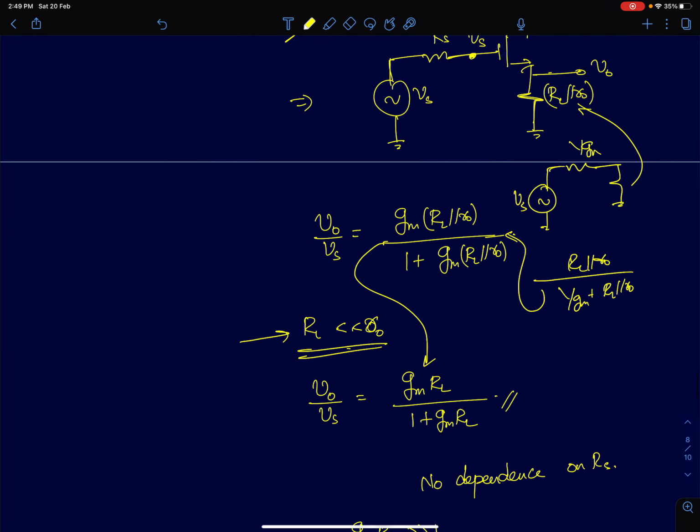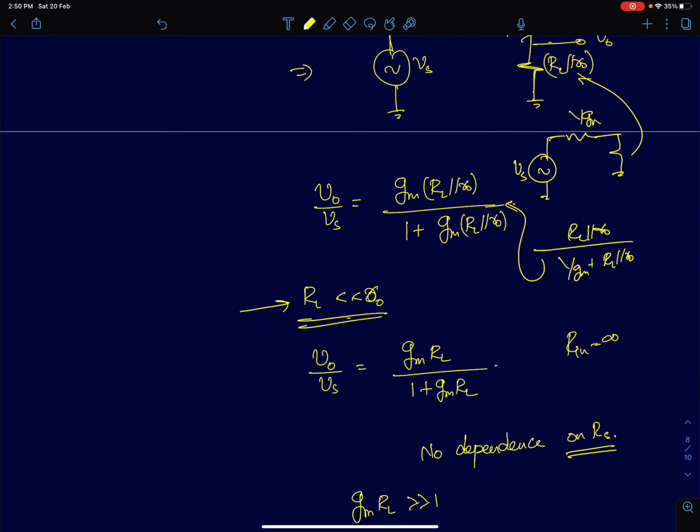There are two things that you can see from this. Mainly, there are two inferences, but the first inference is the simpler one to see, which is there is no dependence on RS here. That's purely because your input resistance is infinity. If your input resistance is infinity, you will not see the value of RS in your gain expressions. Only if the input resistance is finite will you actually see RS in the expression. So we don't see RS here.